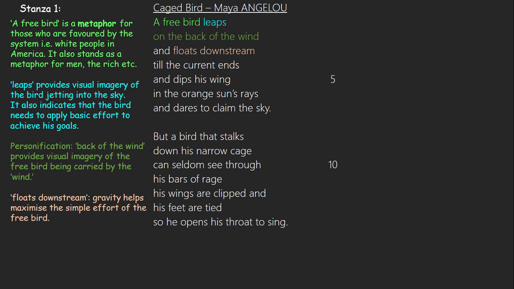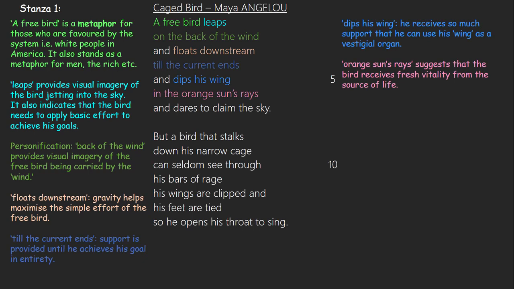And it continues in the third line, that "and floats downstream." Floats downstream indicates that even gravity helps to maximize the simple efforts of the free bird and make sure that it achieves grand things. And if we continue, the poem continues in the fourth line, which says, "till the current ends."